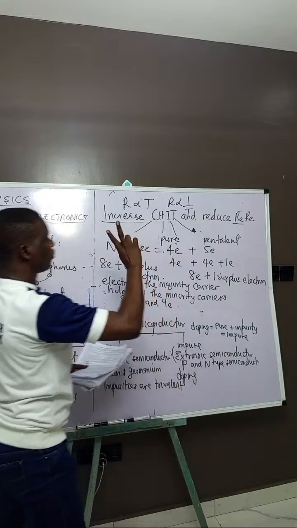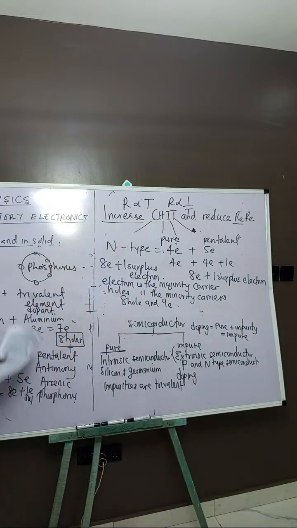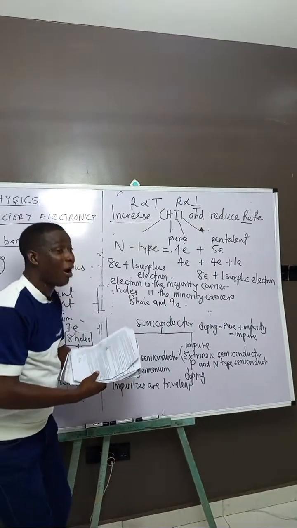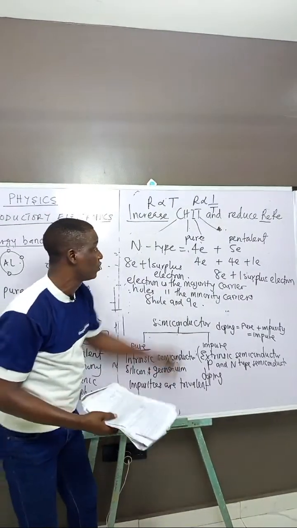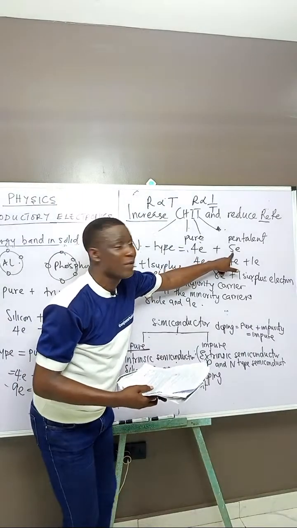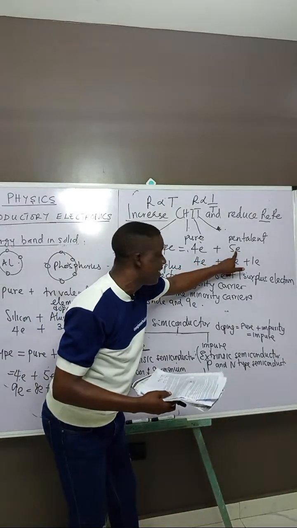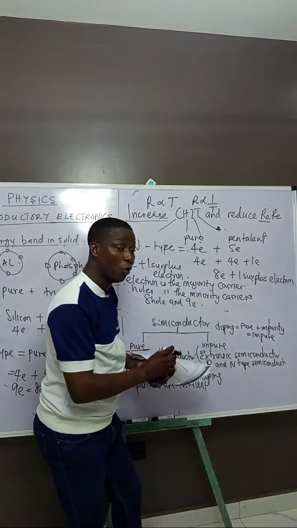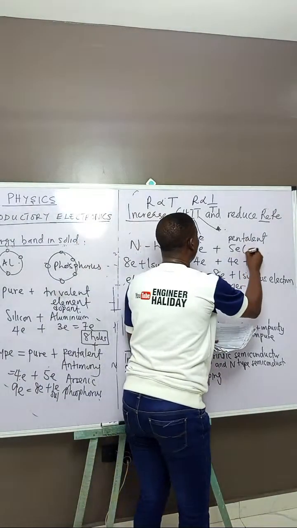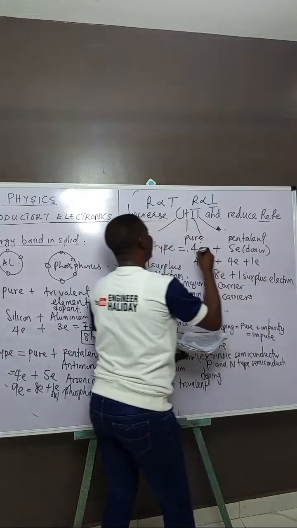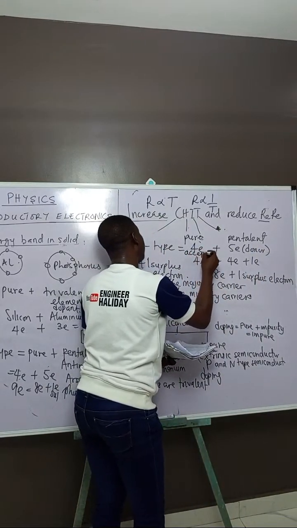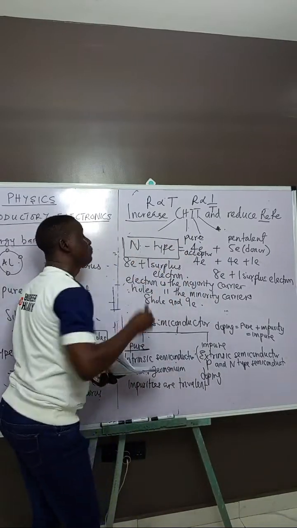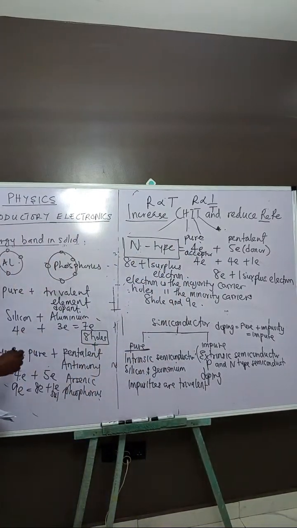Now, another thing you must know, there's what we call acceptor and there's a donor. It's not too common in textbooks. This one has 5 electrons, more electrons than this one, so this one will be the donor. This one will be donating, while this one is the acceptor. So we call this particular impurity a donor impurity. That is the N-type semiconductor.